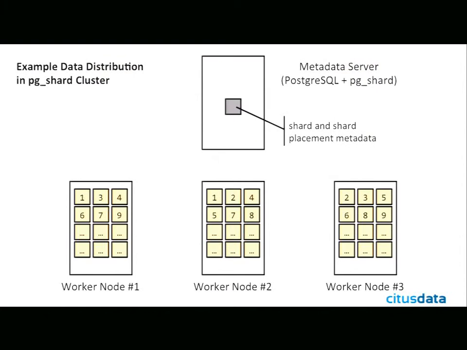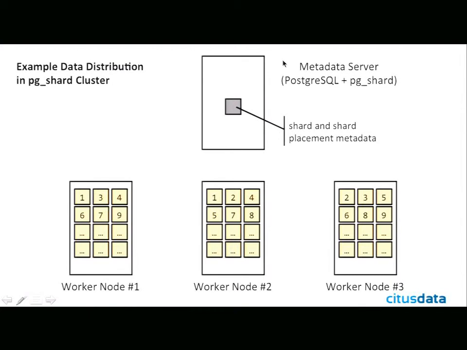So here's an example pg_shard cluster and the data distribution here. Down below, you have your PostgreSQL instances. The worker nodes are exact PostgreSQL instances, so there is nothing special there, regular Postgres instances. And then we have a metadata server that holds metadata on shards and shard placements. This is where you create the pg_shard extension, and then this is where you create your distributed tables.